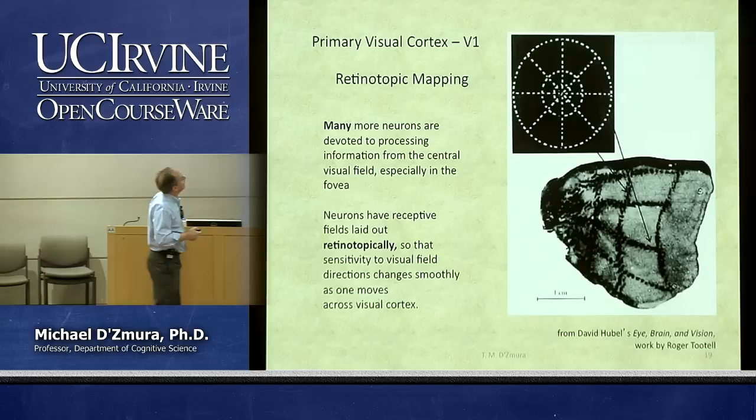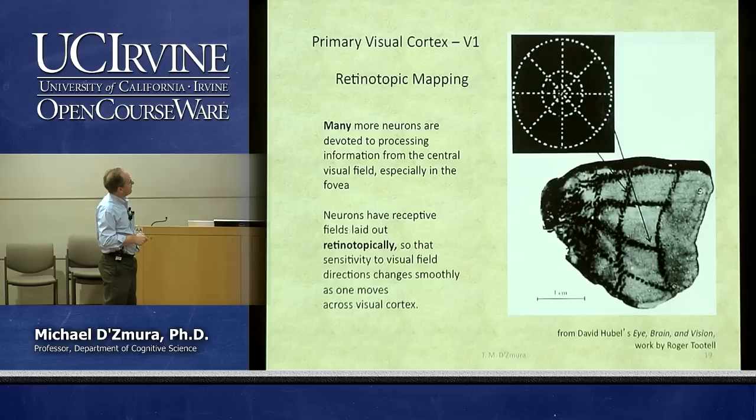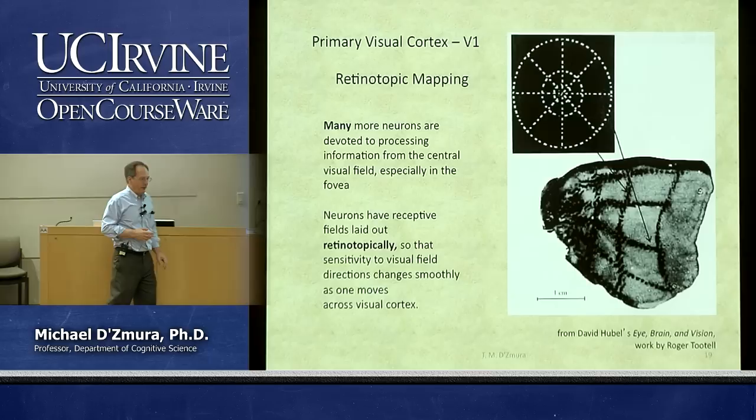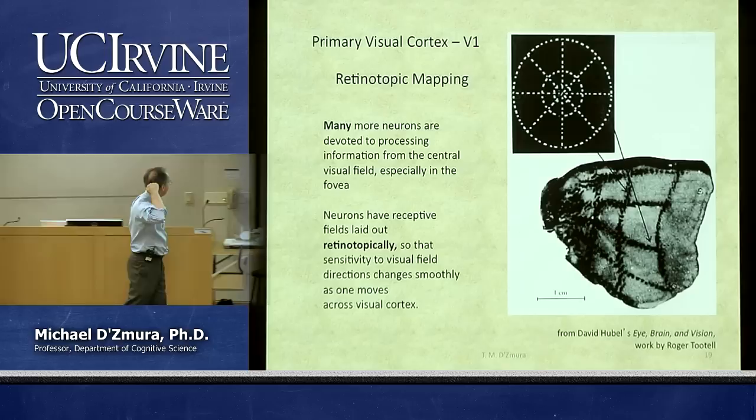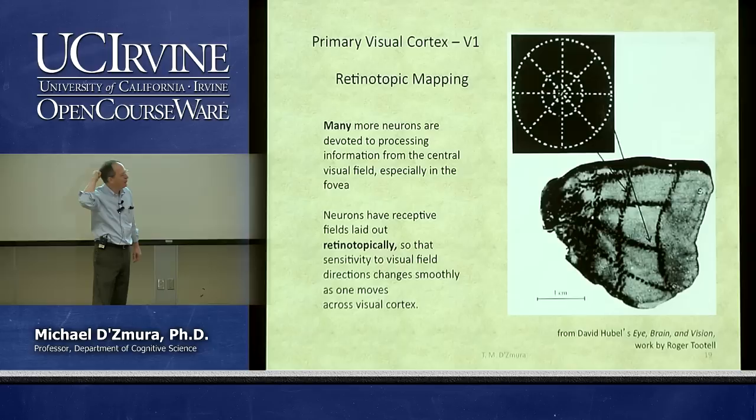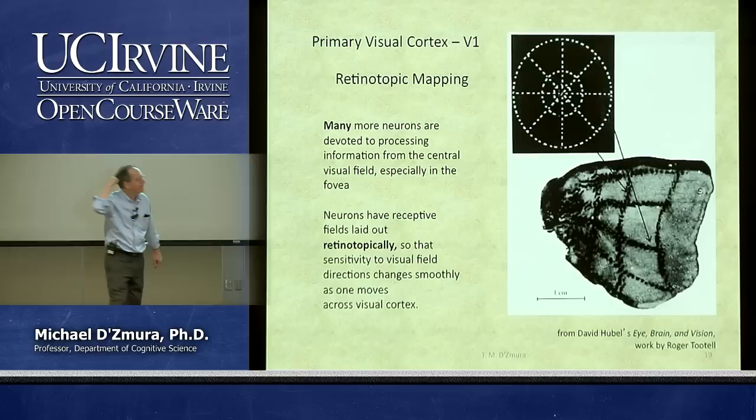Effectively, neurons have receptive fields laid out retinotopically so that the sensitivity to visual field directions changes smoothly as one moves across visual cortex. So, we have neurons sensitive to our straight ahead direction when we look straight ahead at something, and we now have to say, well, that corresponds to some neurons, say, at this location in the back of my head. What if I now examine the visual sensitivity of neurons just next door, maybe a little bit higher? If I just move my electrode just a little bit higher than those neurons that are looking straight ahead, what sort of neurons would I find?